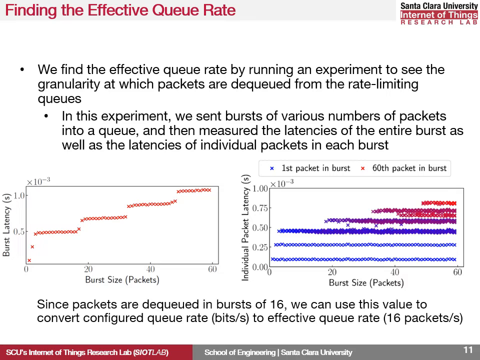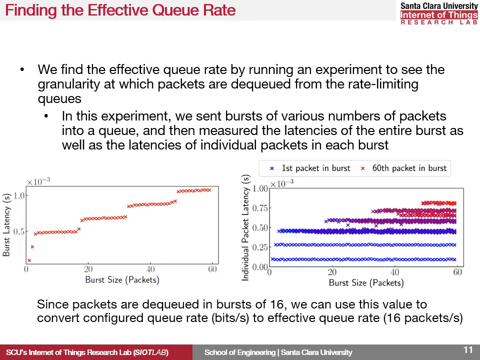We set up an experiment in which we send bursts of increasing numbers of packets into the queue, and then measure the latencies of the entire burst of packets. We also measure the latencies of each individual packet in the burst. In the figure on the left, the x-axis is the number of packets in the burst, and the y-axis is the total burst latency, or the time it takes for the entire burst to travel through the queue.